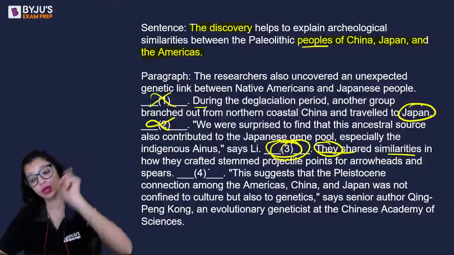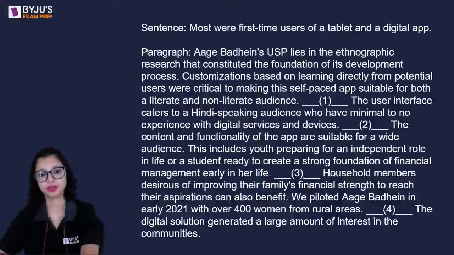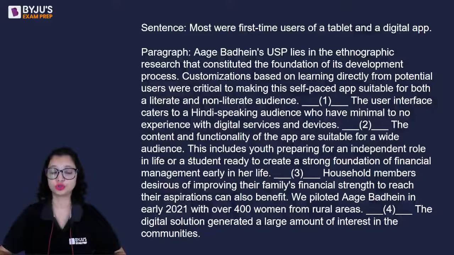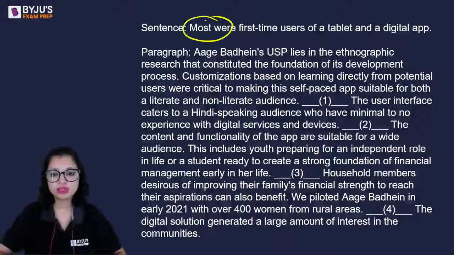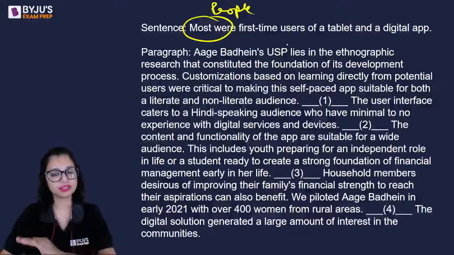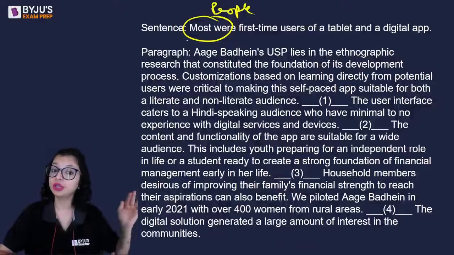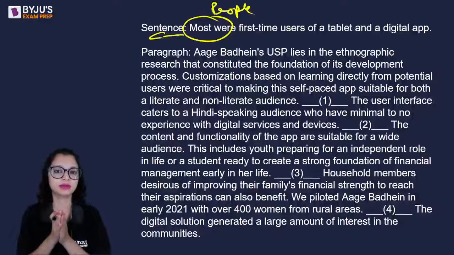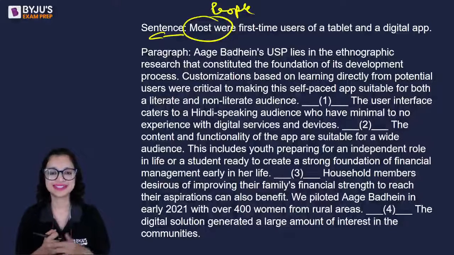Let's again move to our next question. Here it is. It is a very easy one. Let's do this together. Most were first time users of a tablet and a digital app. So we're referring to some people who were first time users. Most of these people were first time users. People should already be mentioned before the statement. This is what I can draw out from the given statement. I've given you a big hint. Now go through the paragraph and find for discrepancies.